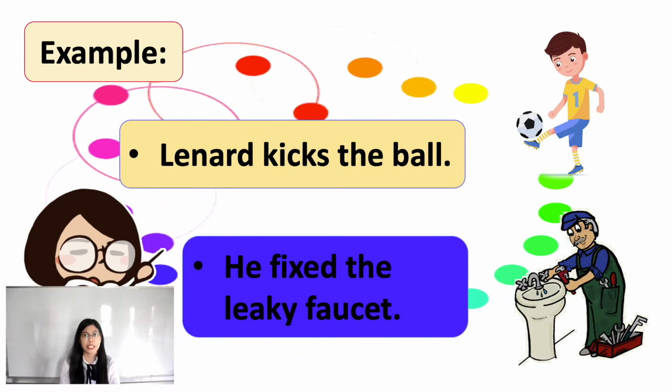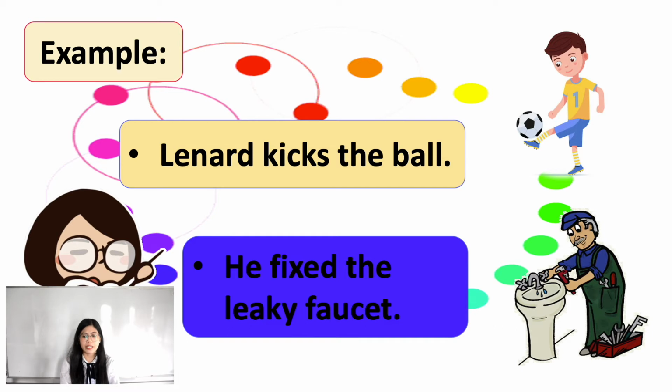So the first one is Leonard kicks the ball. Independent clause has a subject. So our subject here would be Leonard because he is the doer of the action. So if you are going to ask, who kicked the ball? The answer is, it is Leonard.